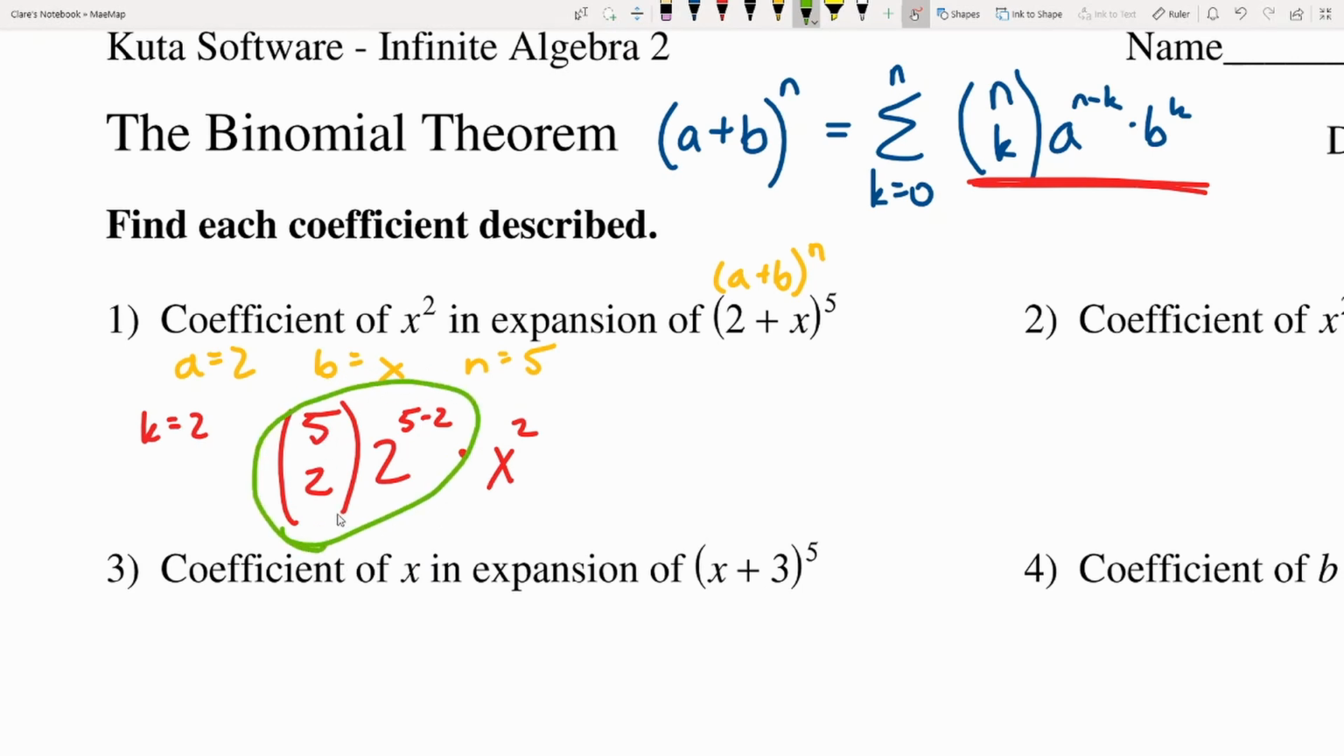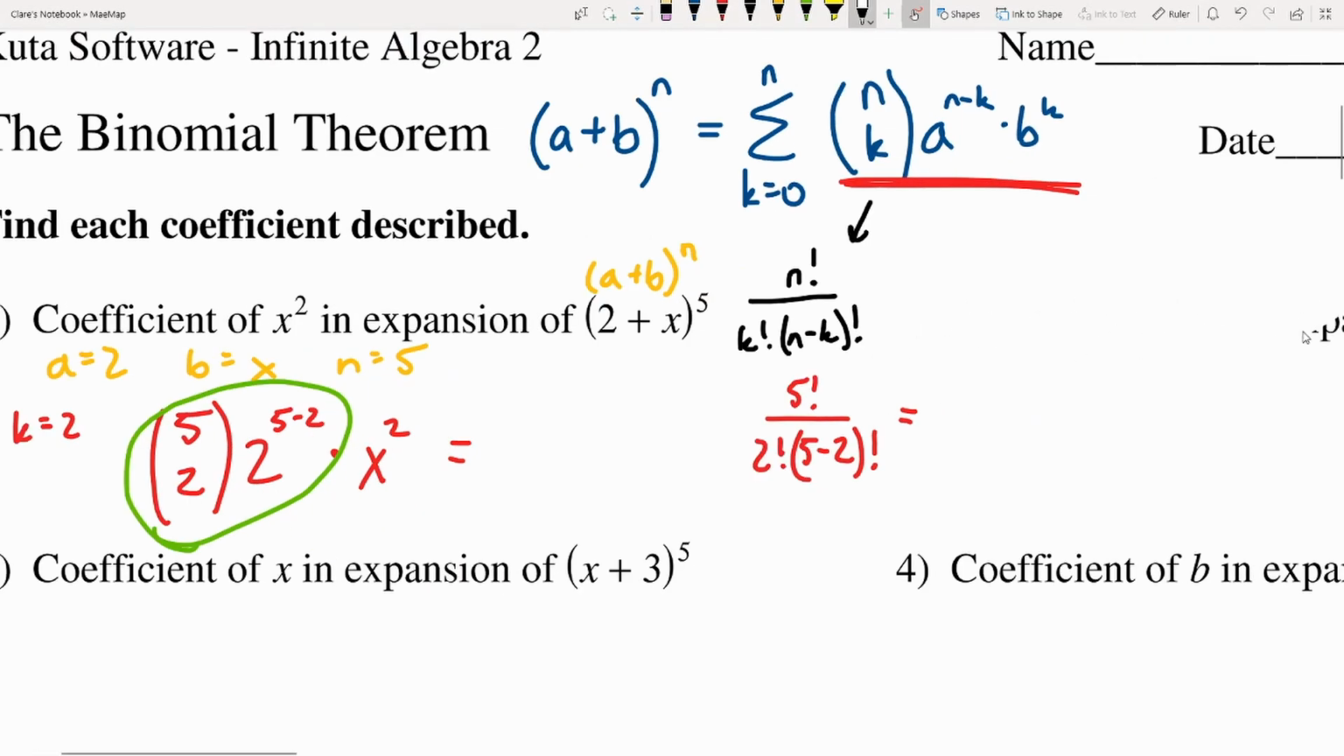Now 5 choose 2, what exactly is that? It's a combination, and the formula for n choose k is n factorial over k factorial times n minus k factorial. In our case, 5 choose 2 is 5 factorial over 2 factorial times 5 minus 2 factorial. I'll get rid of some of this extra space so we're not confused.